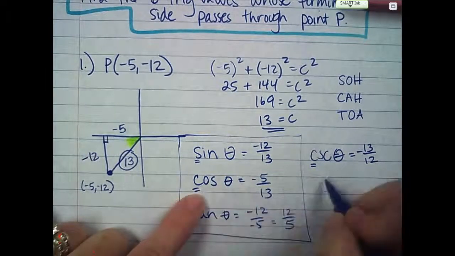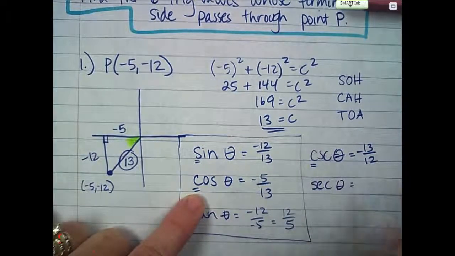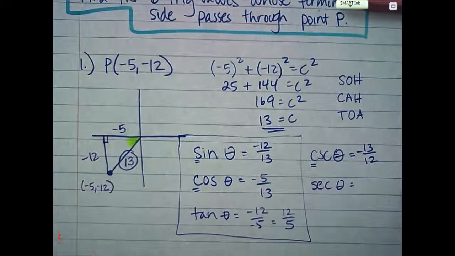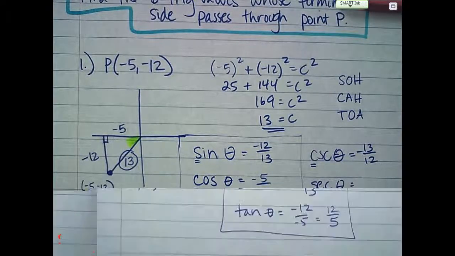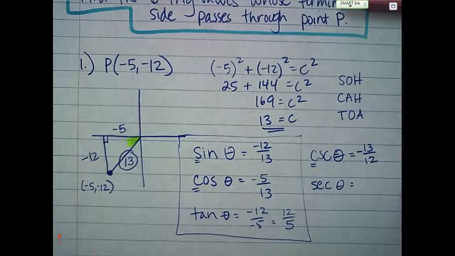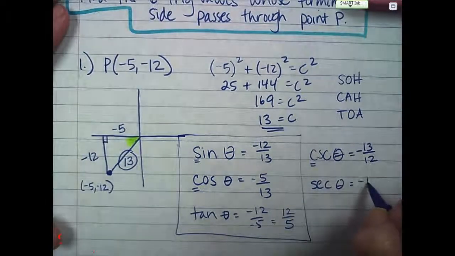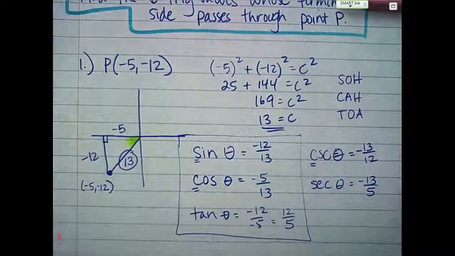Flip of cosine is secant. Guys, stop talking. You're distracting me and yourselves. Take notes. That's what we're doing right now. Flip 5 over 13 to be 13 over 5. It doesn't matter where the negative goes.